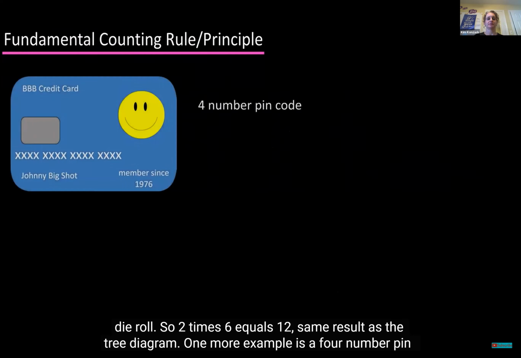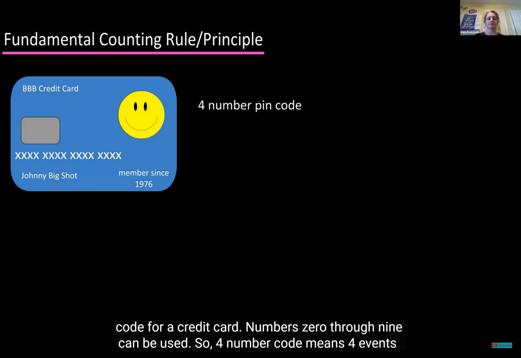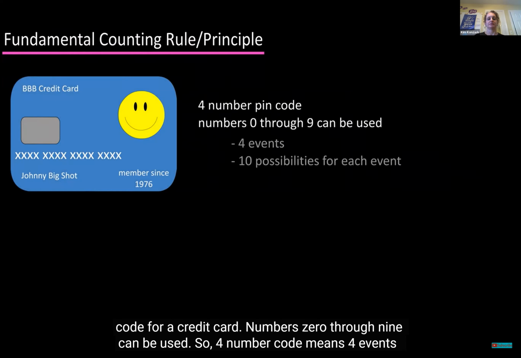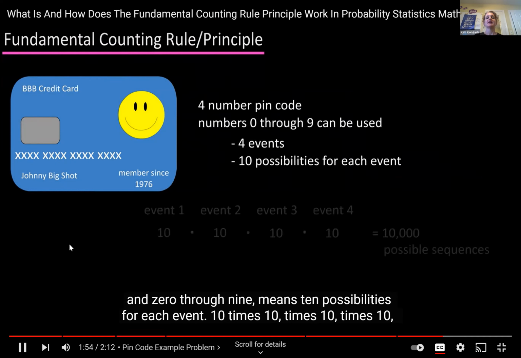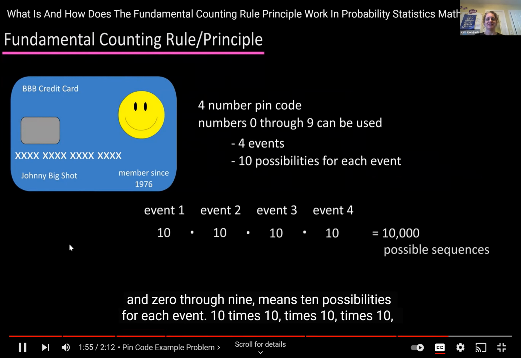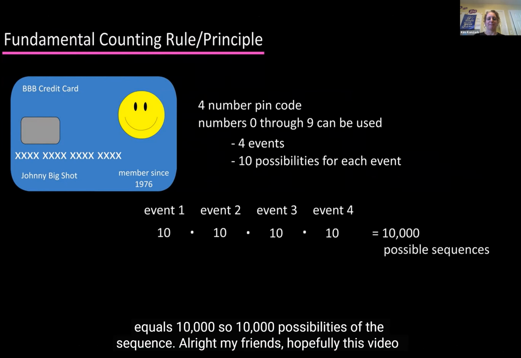One more example is a 4-number PIN code for a credit card. Numbers 0 through 9 can be used. So a 4-number code means 4 events, and 0 through 9 means 10 possibilities for each event. 10 times 10 possibilities because 0 to 9 is 10 numbers. Yeah, everyone always gets confused. Like, that's only 9 numbers. It's 10 numbers, 10 numbers. 10 times 10 times 10 times 10 equals 10,000. So 10,000 possibilities of the sequence.